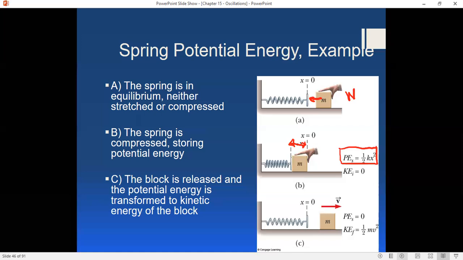Now, if I hold it in place, the block is at rest and the kinetic energy is going to be 0. When I release this, as long as there's no non-conservative forces, obviously friction might play a role, all this potential energy becomes kinetic energy, which is 1/2 mv squared.